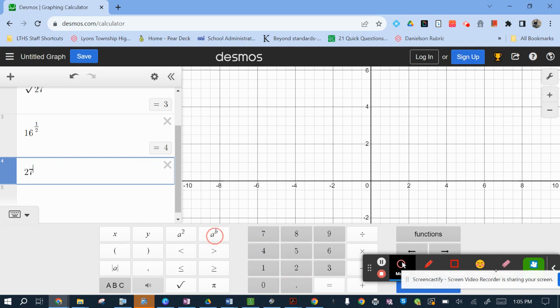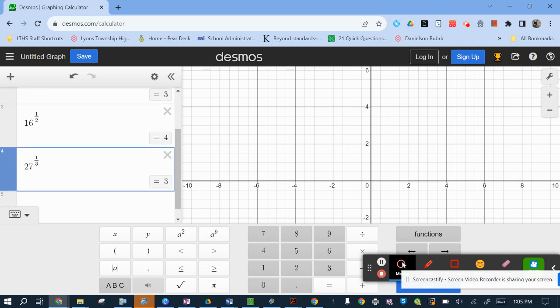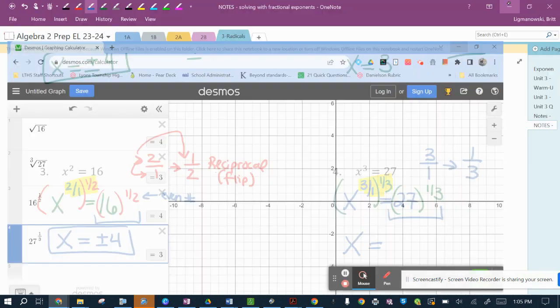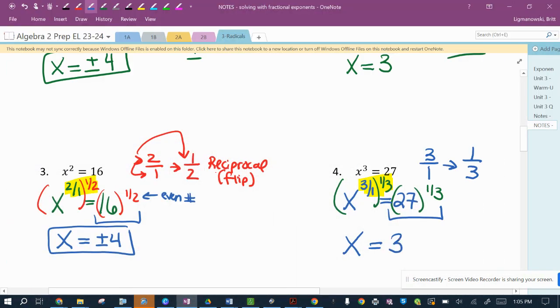So 27 to the 1/3 is the cube root, which again is the same as the raíz cúbica. The cube root and the 1/3 power are the same, so that's why we get the same answer here. Remember, a fractional exponent is the same as a raíz, or the radical, the cube root. But this is odd, so it's not plus or minus. It's just 3.